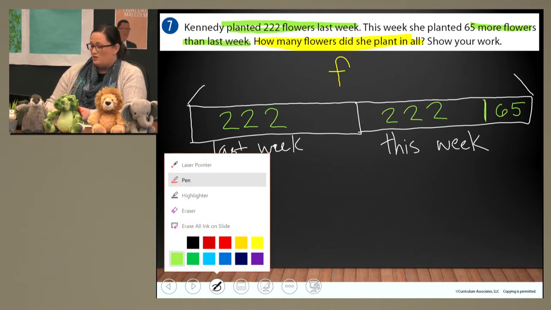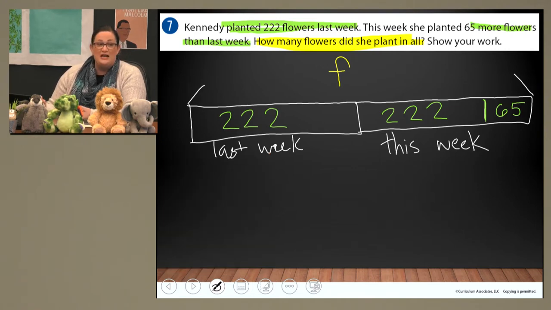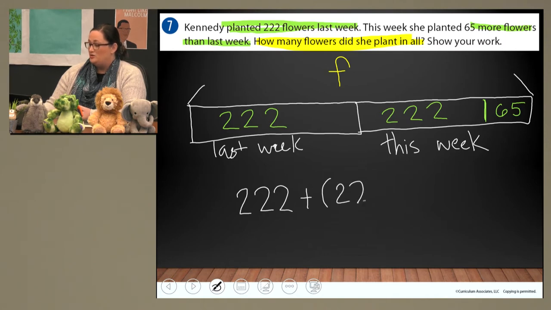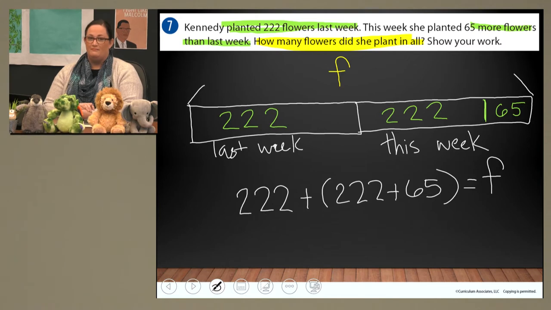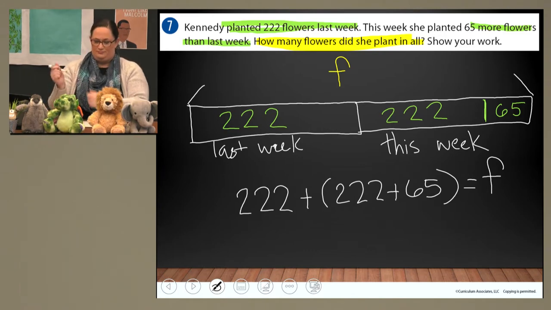Go ahead and write what you think the equation is going to be, and I'm going to write an equation, and let's see if it matches. I have 222 plus this week, which is 222 plus 65, equals the total number of flowers planted. Go ahead. I'm going to give you 1 minute. Solve. And round to estimate.